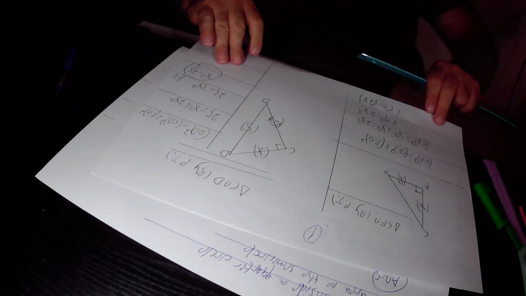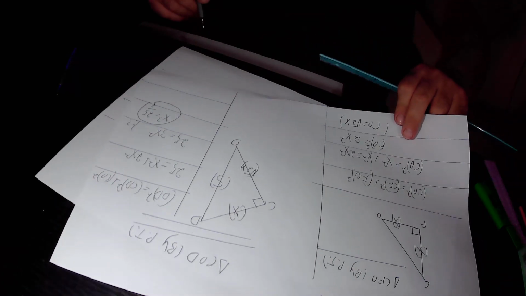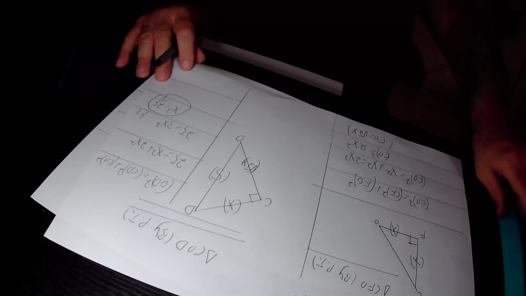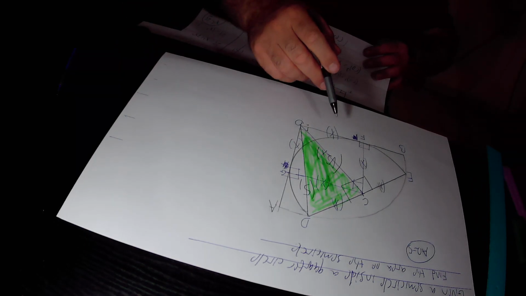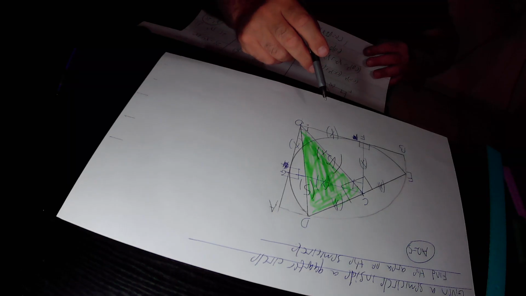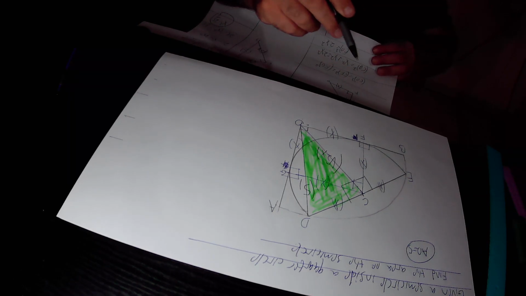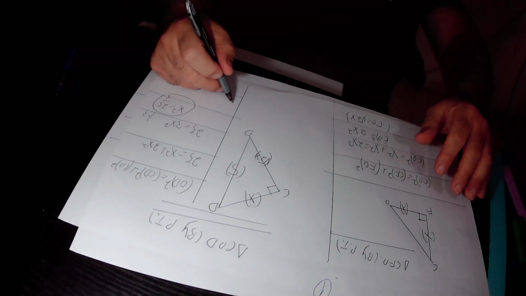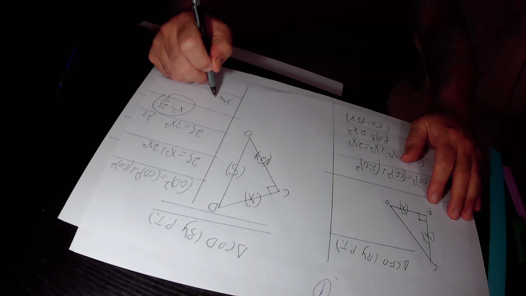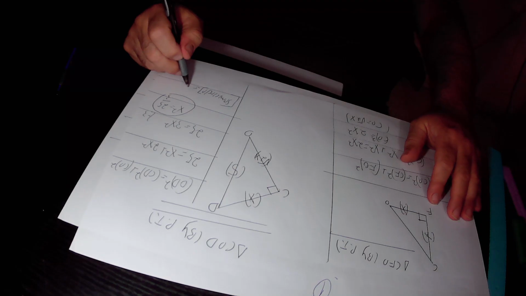Our mission is to find out the area of this semicircle. The area of any semicircle equals the area of the circle over 2. The radius of this semicircle is x, therefore the area of the circle is pi x squared, and the area of the semicircle will be pi x squared over 2. So the area of the semicircle equals pi x squared over 2.